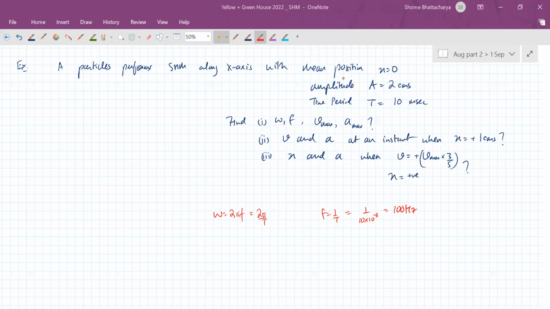The time period is 10 milliseconds. So in seconds it becomes 1/100th of a second. So per second there are 100 oscillations. Hope you've understood this. So omega is actually very large because frequency is very large. It's 200 pi radians per second because the frequency is 100 hertz and the time period is 0.01 seconds.